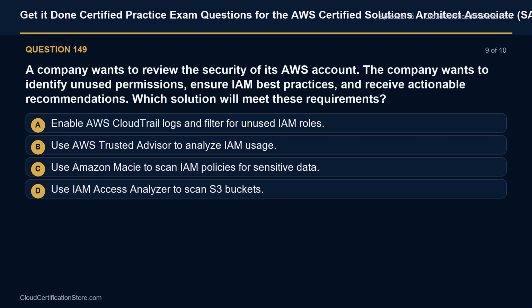Option A. Enable AWS CloudTrail logs and filter for unused IAM roles. Option B. Use AWS Trusted Advisor to analyze IAM usage. Option C. Use Amazon Macie to scan IAM policies for sensitive data. Option D. Use IAM Access Analyzer to scan S3 buckets.